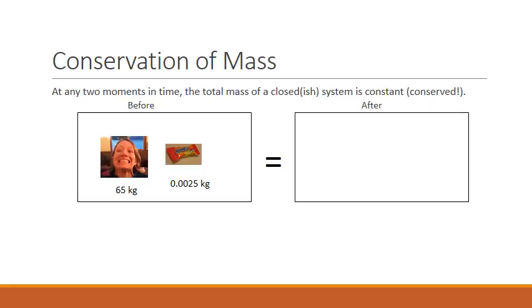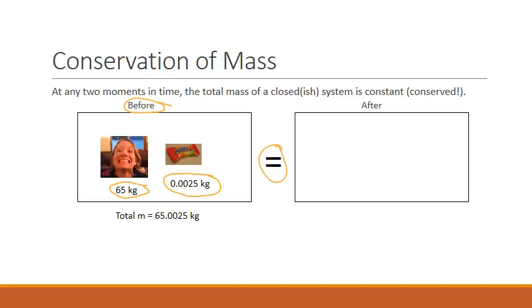So let's start with a before system right now that includes me and a Hi-Chew that's sitting on the table. So this is the before system. And what I want to do is look at the masses of all the objects in my system. So right now my mass is give or take 65 kilograms, and the Hi-Chew has a mass of 0.0025 kilograms, which means that the system has a total mass of 65.0025 kilograms. So this law, conservation of mass, says that those two masses combined, the total mass of the system, is always going to be constant. So at any moment in the future, we're going to have the same mass.